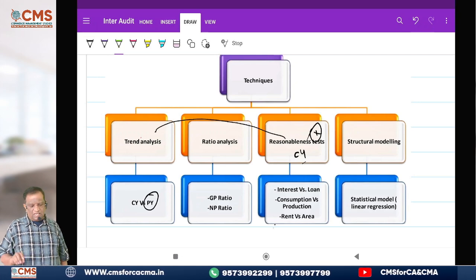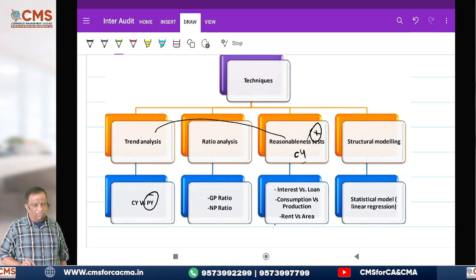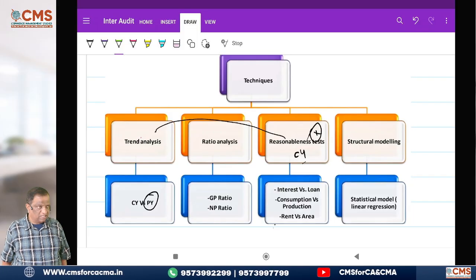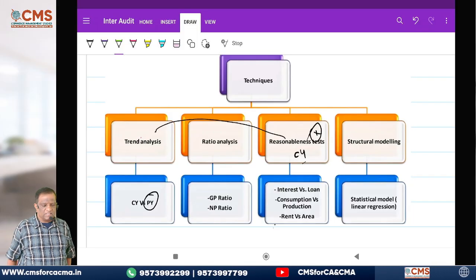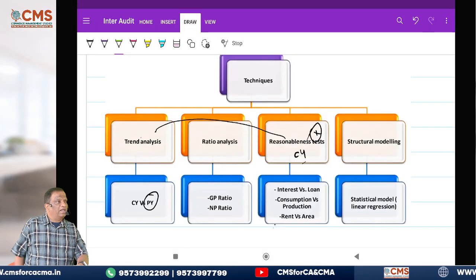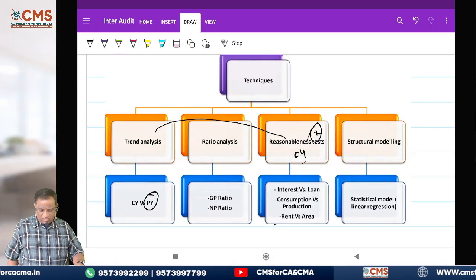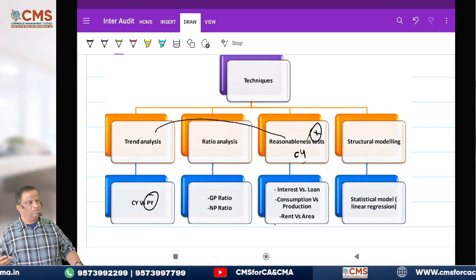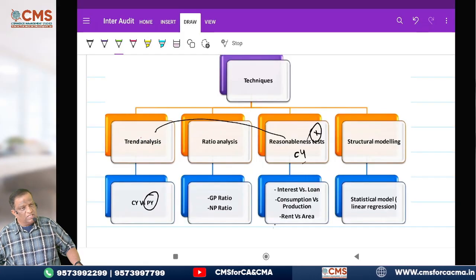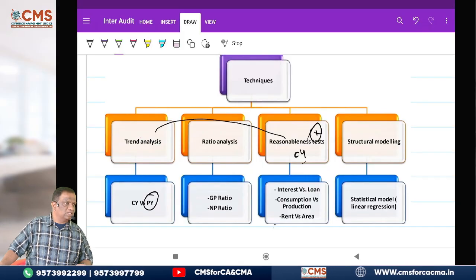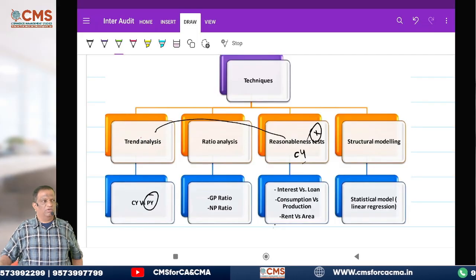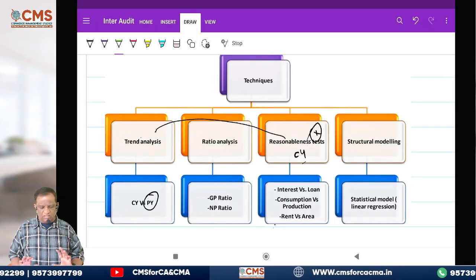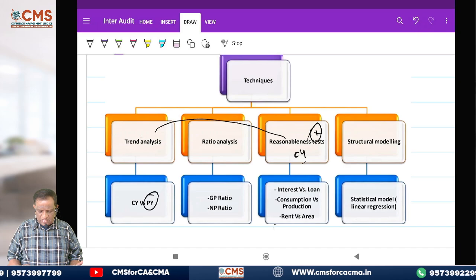And he is asking specifically to give examples on the reasonableness test. So you can give all these relatable ones. Like I said, salaries and number of employees, rent and area, interest and loan, consumption versus production, and sales commission. You can give many things, discount and the sales, GST amount and the sale amount, all this. So that is the reasonableness test, and he is asking you.